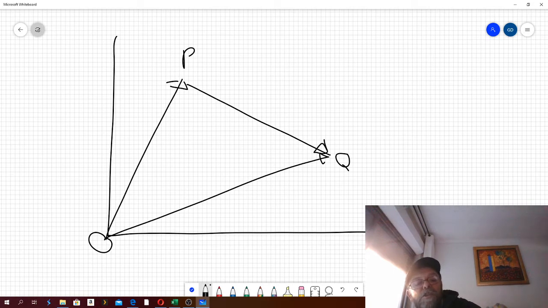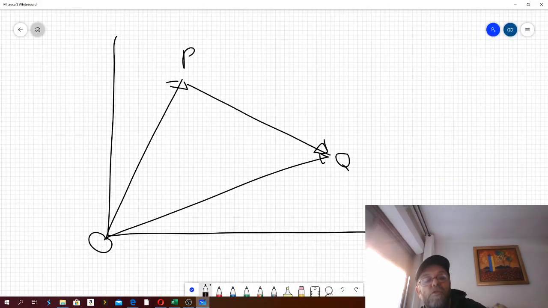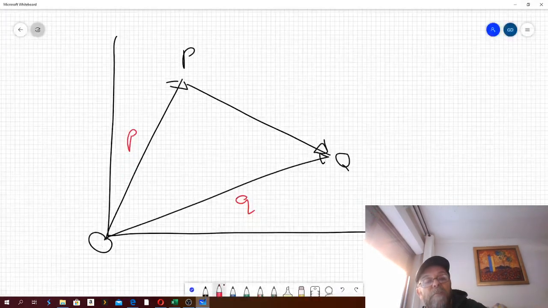Now, they draw this triangle. What do they say about this triangle? Well, they tell us that the OP vector is P and the OQ vector is Q. So we'll fill those in. OP is P and OQ is Q. All right. Nothing too difficult about that. Then they tell us that R is the midpoint of OP. So we have a point R somewhere over here.